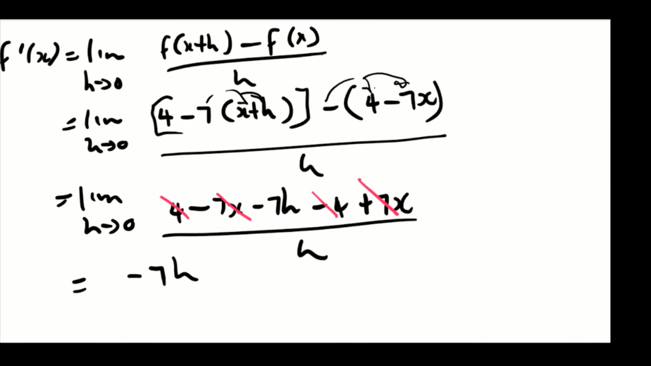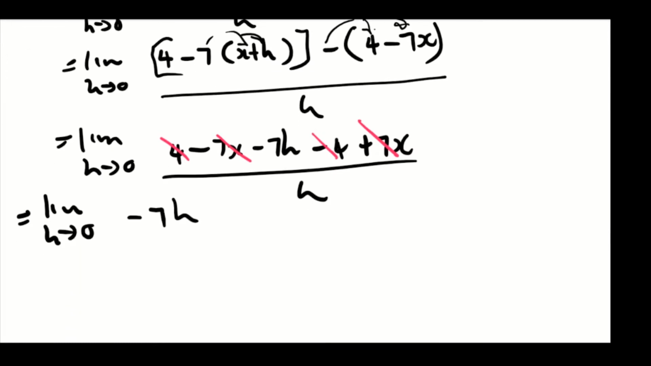So it's equal to the limit when h approaches 0 of minus 7h over h. The h goes away, so we remain with minus 7. So that would be the answer, the derivative of f of x.